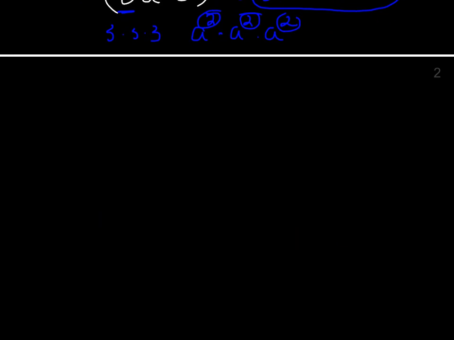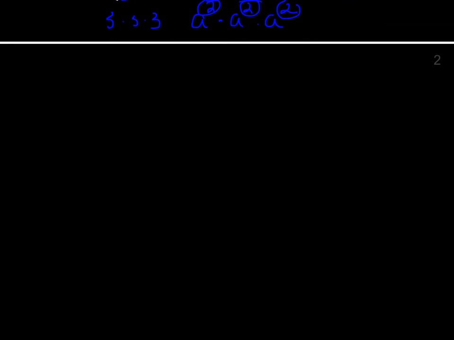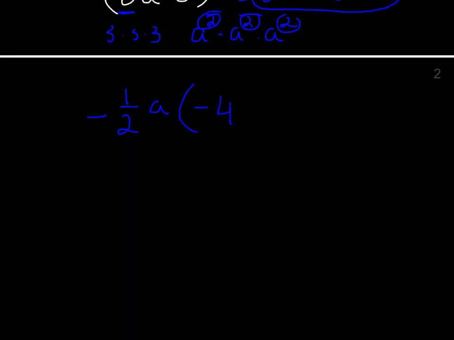And I'm going to go ahead and do one more example that will have a fraction, since I know you had a fraction there on that last one. So we'll say negative 1/2a, and then I'll put in parentheses negative 4a squared, and then let's just say plus 6a to the third.